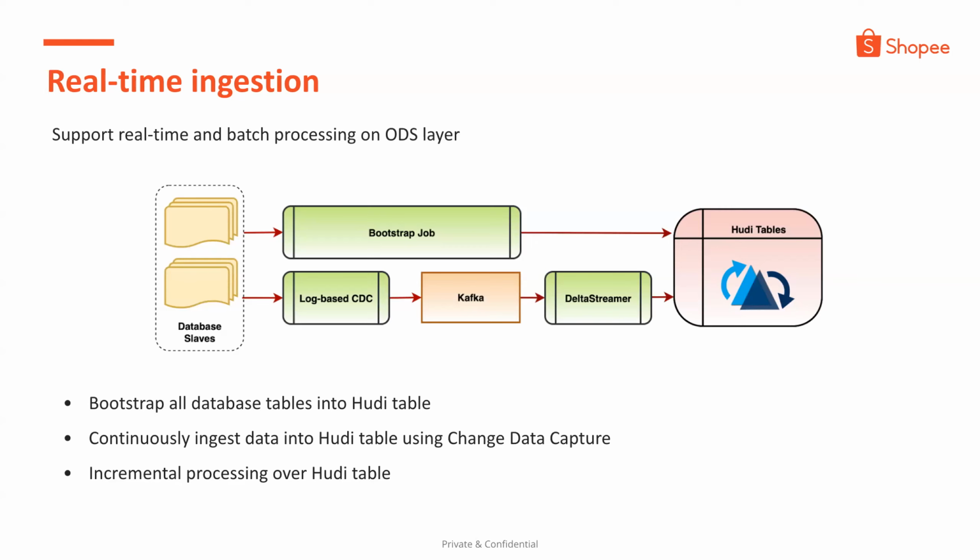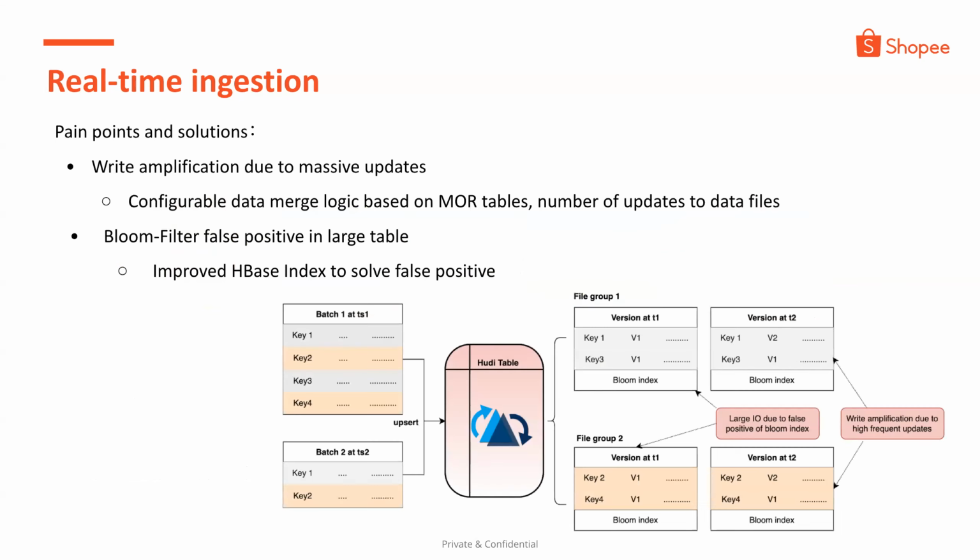In the data processing, we generally choose the copy on write type or merge on read type to build the Hudi table according to users' requirements. Okay, next.